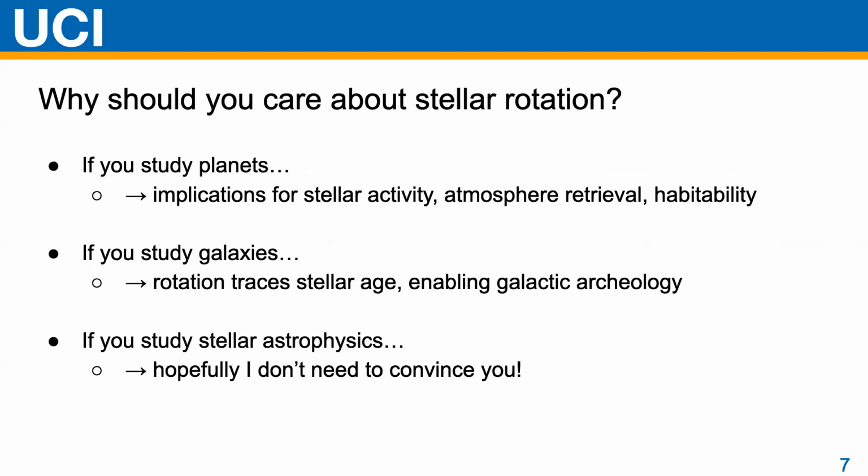It also has implications for habitability. For close-in planets around M-dwarfs, there are questions about what the magnetic environment could be like and how that could affect the magnetic environment of the planet. And if your star is rotating, that's really going to affect what that looks like.